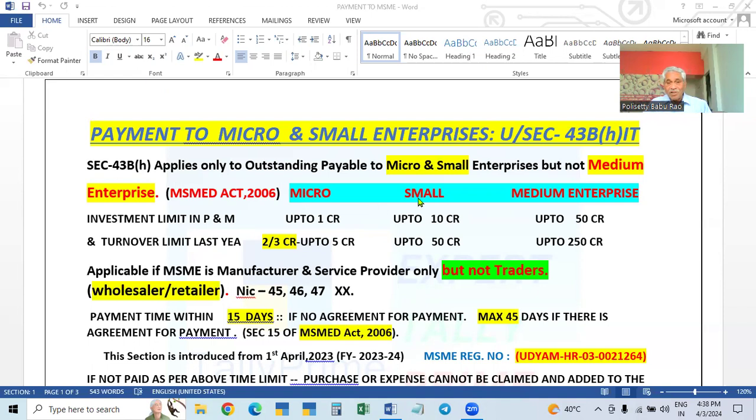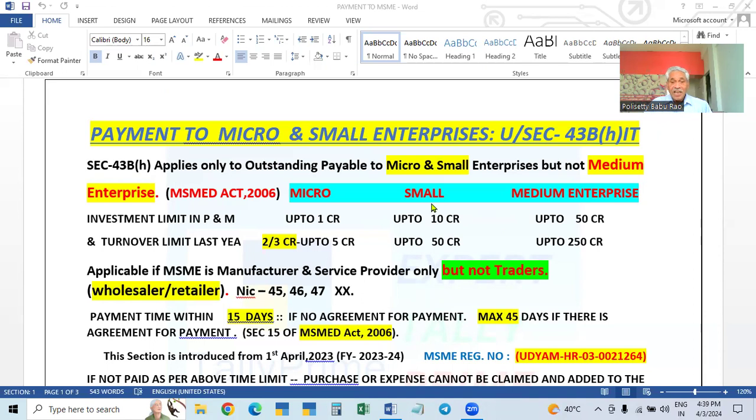In the case of the next one, small enterprise, the investment limit in plant and machinery is 10 crores, and the last year turnover limit is 50 crores. So if the investment is not more than 10 crores and the last year turnover is not more than 50 crores, then it is called a small enterprise.